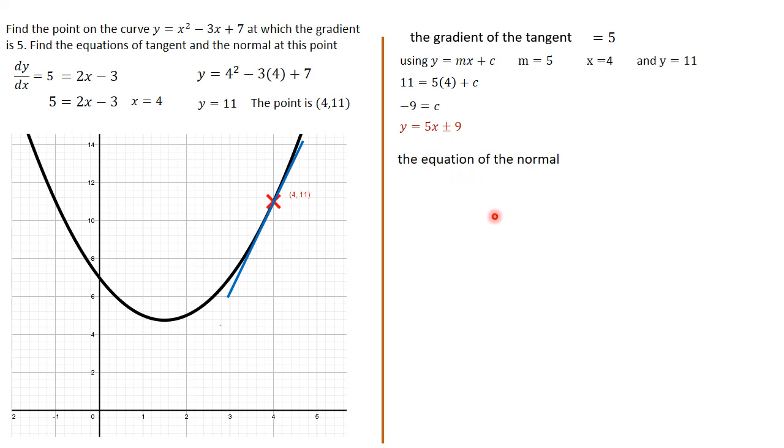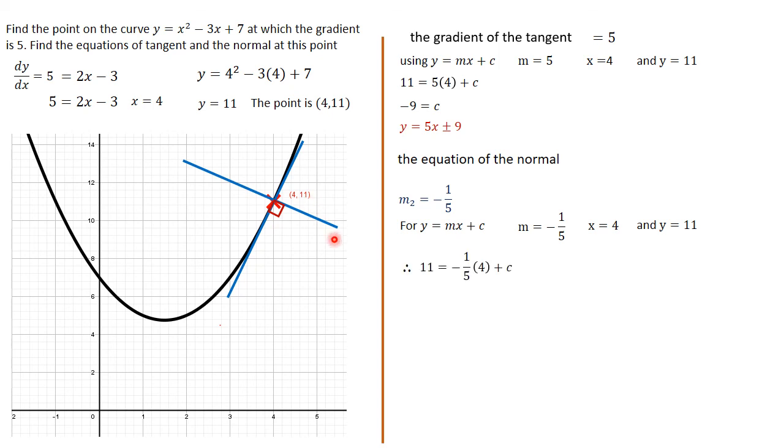We proceed to the equation of the normal. The equation of the normal should be looked at this way. First of all, it's a line that's perpendicular to the tangent at the point (4, 11). The gradient is the negative reciprocal of 5, which is negative a fifth. For y equals mx plus c, we have m is negative a fifth, and x is 4, y is 11. The same figures you have there, because that's the point we are looking for. That's the point through which the normal passes. Therefore, we can have 11 equals negative a fifth in brackets 4 plus c. Remember, this 11 is the y.